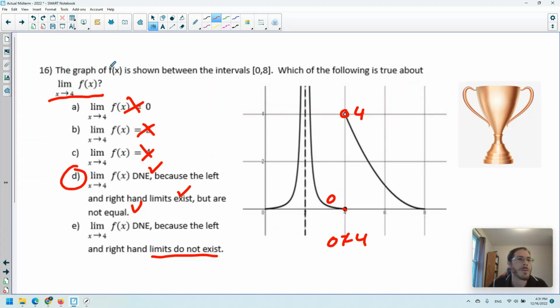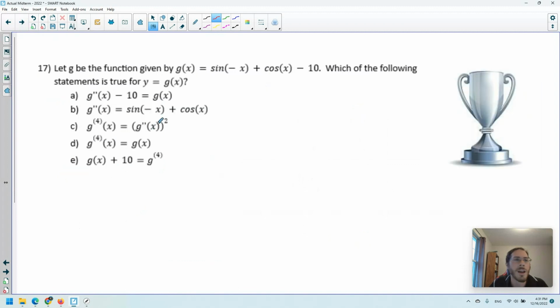So again, this one was a very nice question. 17, we got a silver trophy. So this is the second best one in terms of discriminating people into knowing what they're doing and not. So in this case, we got to find out which of the following is true for y equals g of x. I think I remember this one was a homework one that we went over, something very similar to this. So that's kind of cool. This person kind of moved the numbers around a little bit, so kind of nifty.